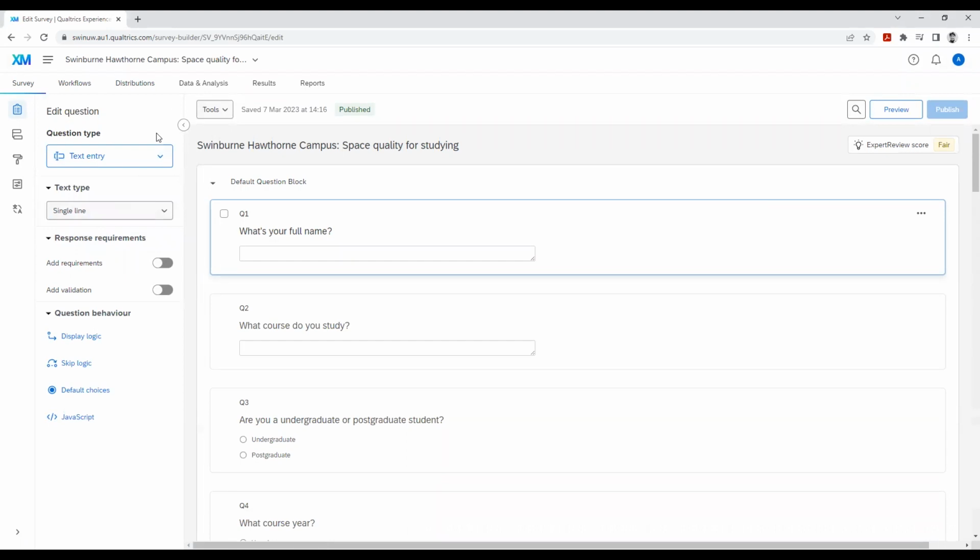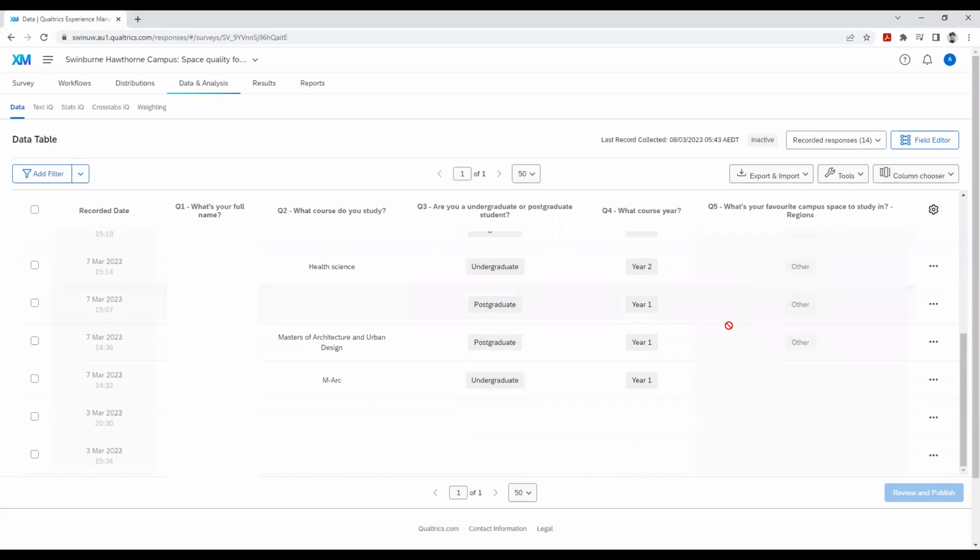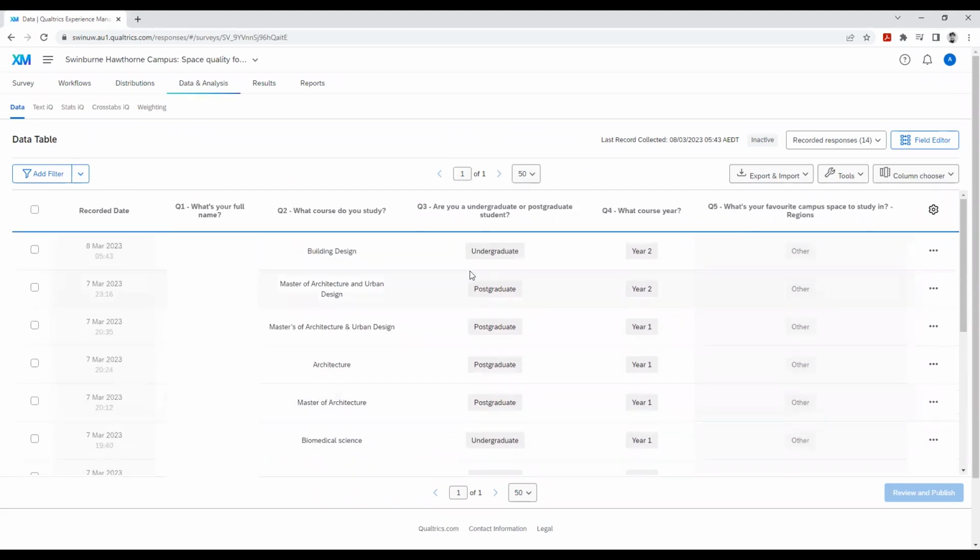Now, first, if you want to analyze the data and see the different responses, you could go to data analysis. Ta-da! Now look, you got all the responses to the survey, and you can see the questions here being asked, such as, what course do you study? Are you undergraduate or postgraduate? The survey was asking this just to understand the demographic of people who are responding to the survey.